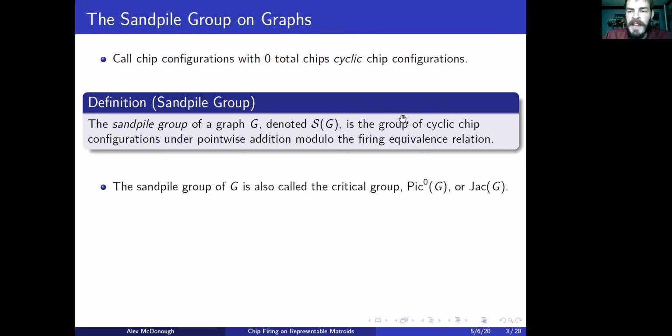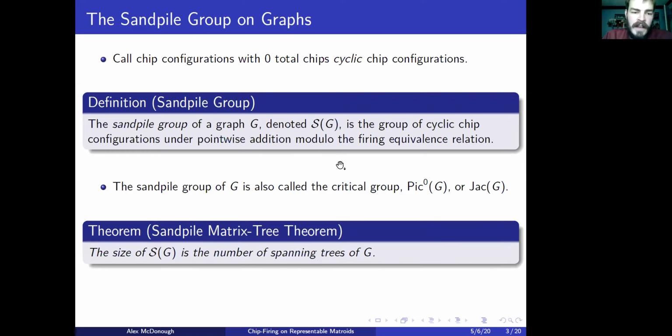And there's a million names for the Sandpile group, or at least 4, depending on what perspective you're coming from. This shows up a lot in algebraic geometry. So you've got the Picard group and the Jacobian, and the critical group is sort of from a separate perspective, but they're all the same thing, and it just shows up in a lot of different contexts.